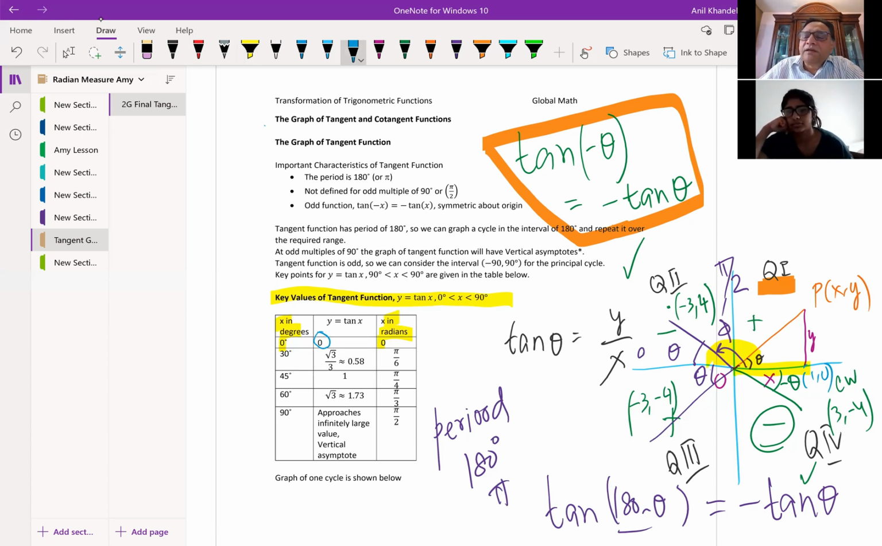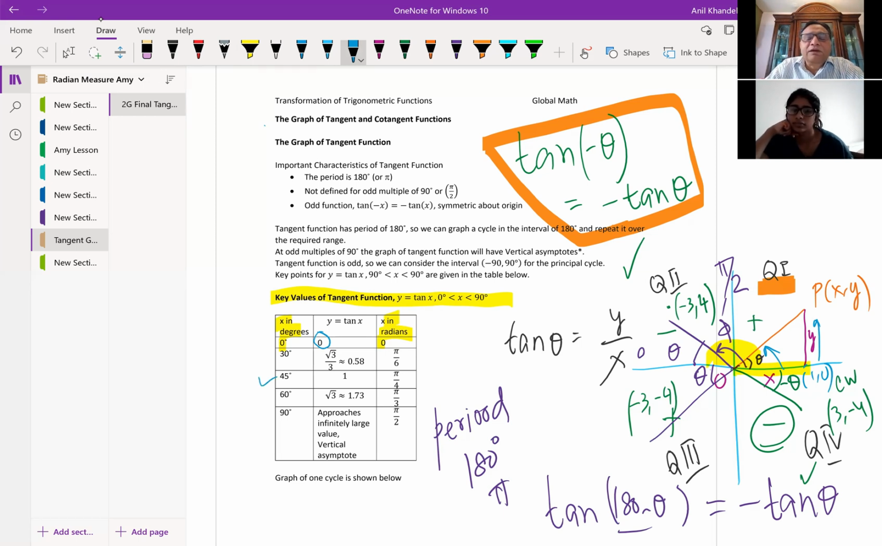Now, as we increase the value of theta, the tangent ratio will increase because the y value increases, correct? Right, logically that makes sense. The opposite side may increase. So when it comes to 30 degrees, we have a critical point, which will be square root 3 over 3, correct? So we'll get this particular point, and 30 degrees means pi by 6.